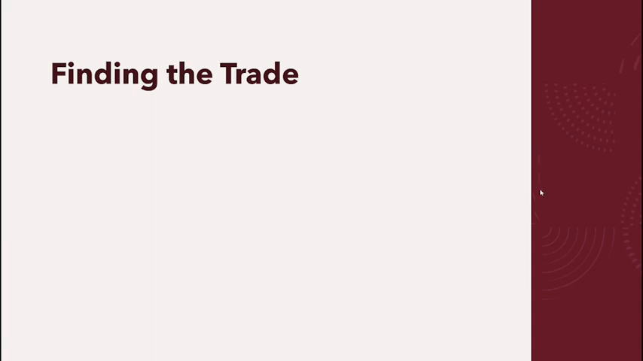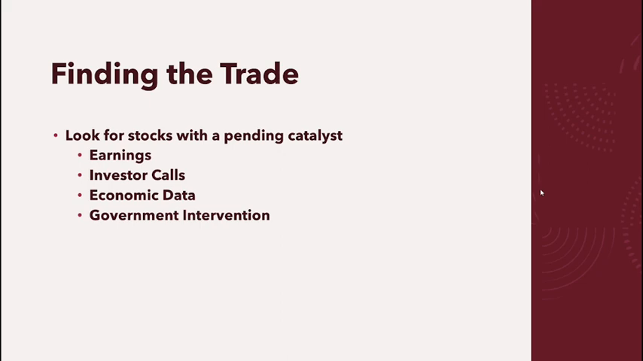The first thing we need to do is obviously find a trade, and ideally something with a pending catalyst of some sort. Events I frequently use include earnings reports. Those are pretty straightforward. Investor calls and economic data. Economic data could be anything like a Fed meeting, a highly anticipated jobs report, inflation numbers, or a change in interest rates. Government intervention would be anything along the lines of a stimulus or the passing of new laws, such as the legalization of a certain product by a state.